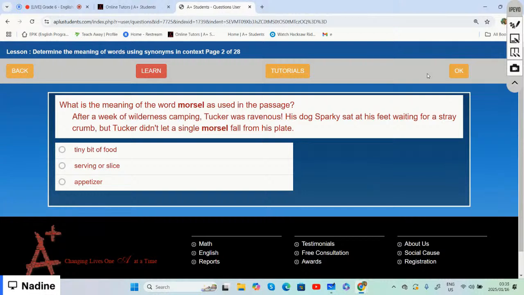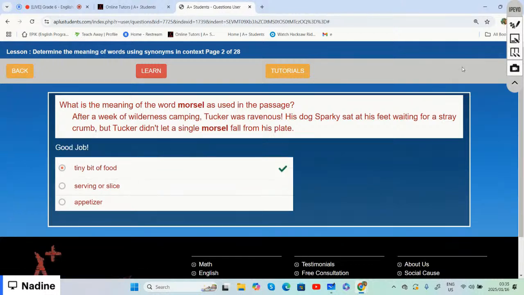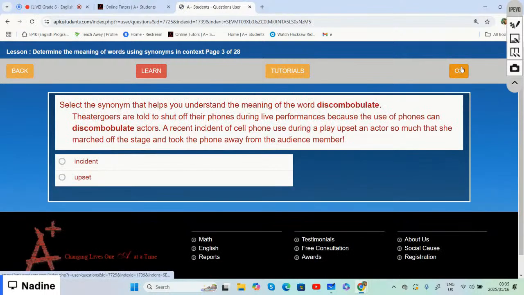All right, and if we were to choose the correct meaning of that word, then we will say, remember, a crumb is basically like a tiny bit of food. So, crumb is like a tiny bit of food. Yeah, so a tiny bit of food. Well done.